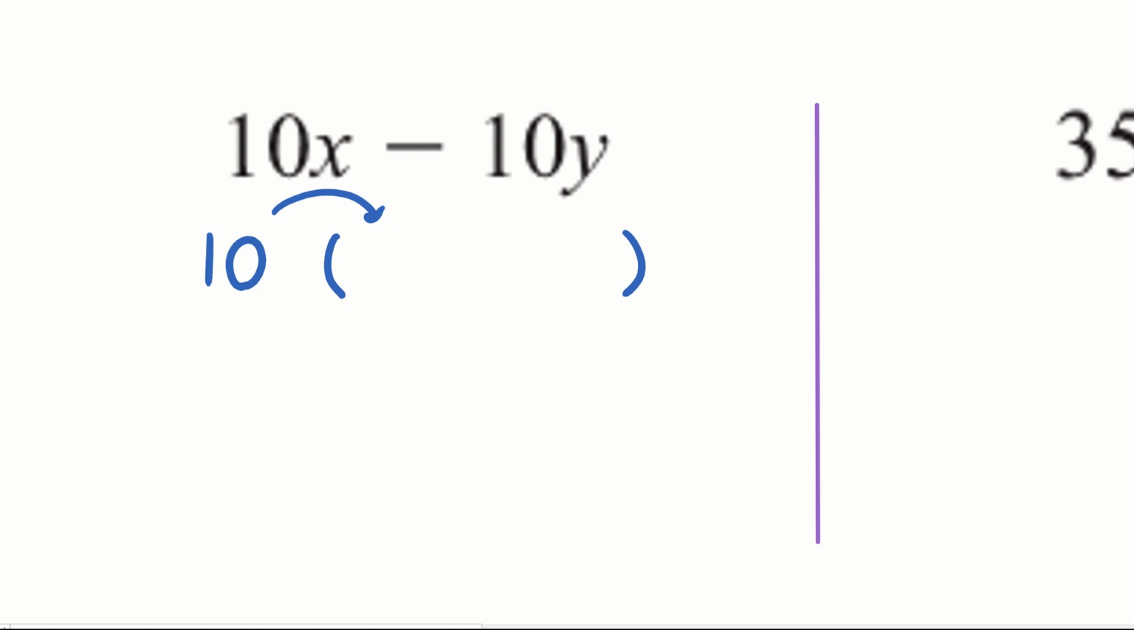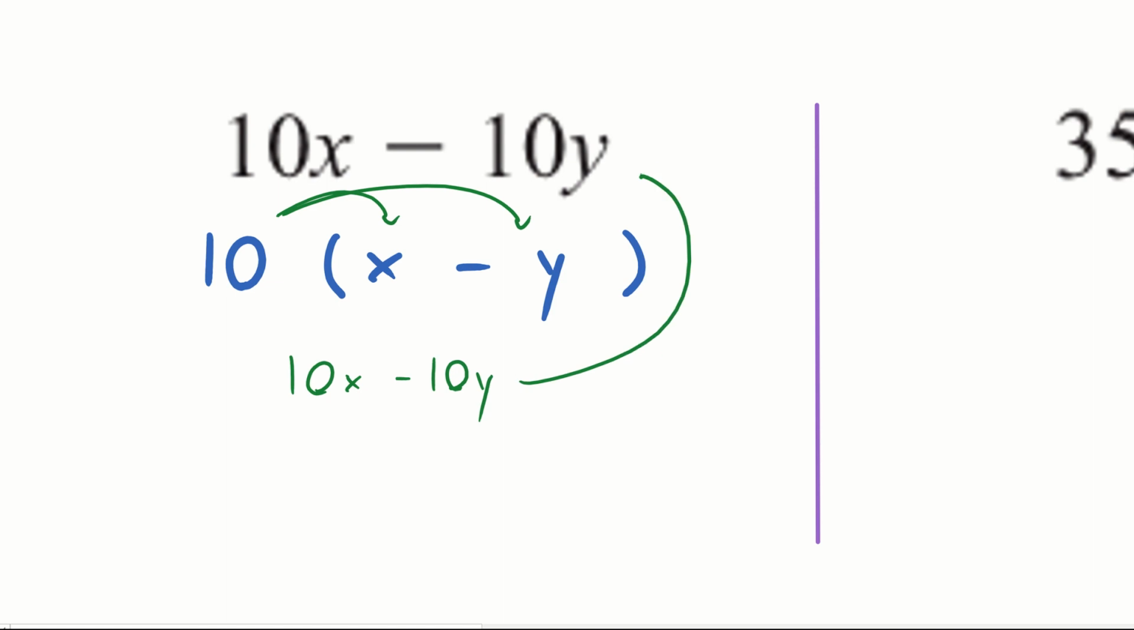10 times what gets me back to 10x? x. 10 times what gets me back to negative 10y? I'm careful. I need a minus y, not a plus y, but a minus y. Done. When the variables are different, you just got to keep them separate. And check your work. 10 times x, 10x. 10 times minus y, negative 10y. Oh yeah, see? I got back to where I started, so therefore I know my factored form is correct. Remember, the green is the check, the blue is the answer, the factored polynomial. So when you have 2 different variables, don't freak out, just keep them separate.